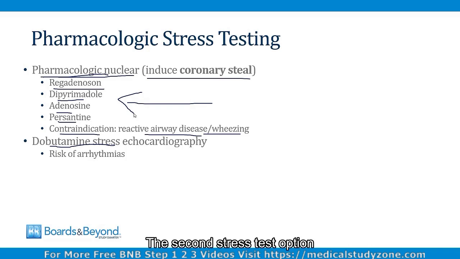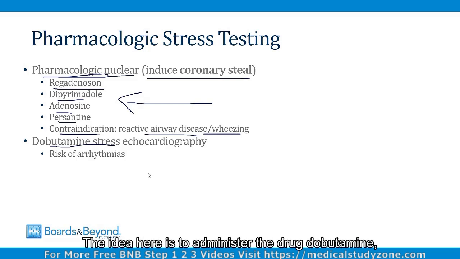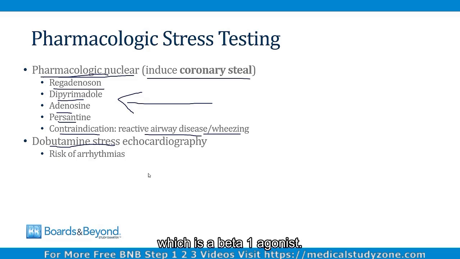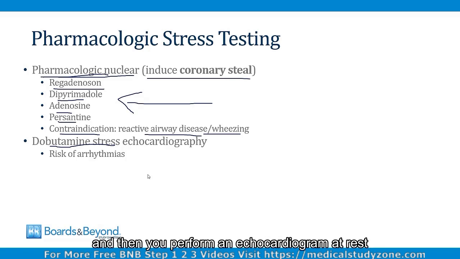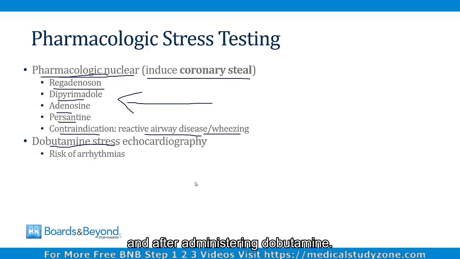The second stress test option for patients who can't exercise is a dobutamine stress echocardiogram. The idea here is to administer the drug dobutamine, which is a beta-1 agonist. This will increase the heart rate and contractility similar to what happens with exercise, and then you perform an echocardiogram at rest and after administering dobutamine.